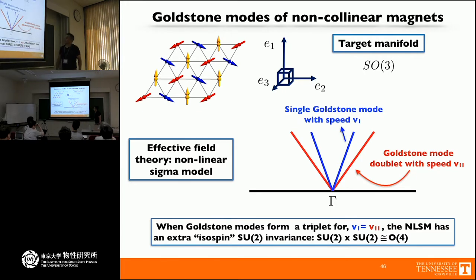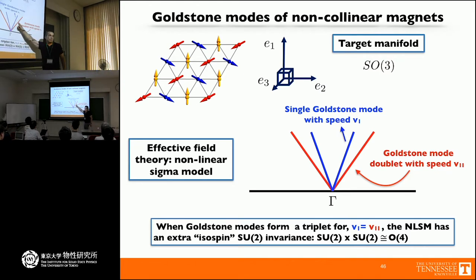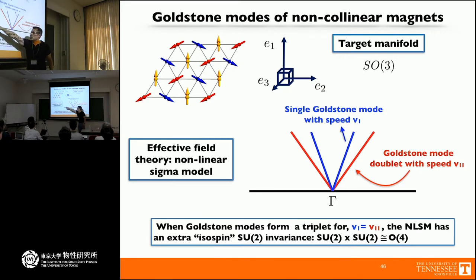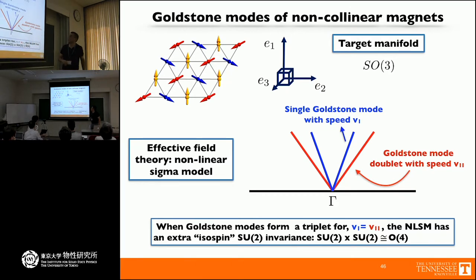Good. So now, imagine for a moment that this velocity becomes the same as this velocity. So now we have a degenerate triplet of Goldstone modes. And whenever we have a degenerate triplet of Goldstone modes, you have an additional symmetry in the theory. It's another SU2. In high energy, it is called isospin. Actually, this nonlinear sigma model appears in nuclear physics as a principal chiral model, and there it appears with a symmetry that is SU2 cross SU2. So you have a triplet of Goldstone modes.